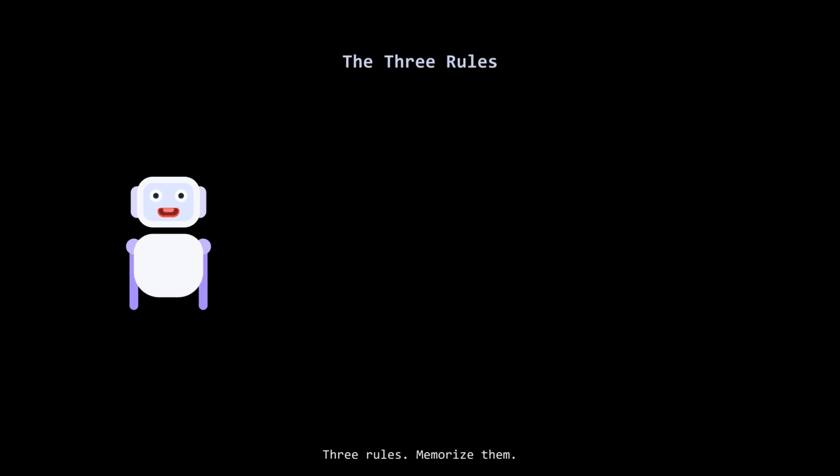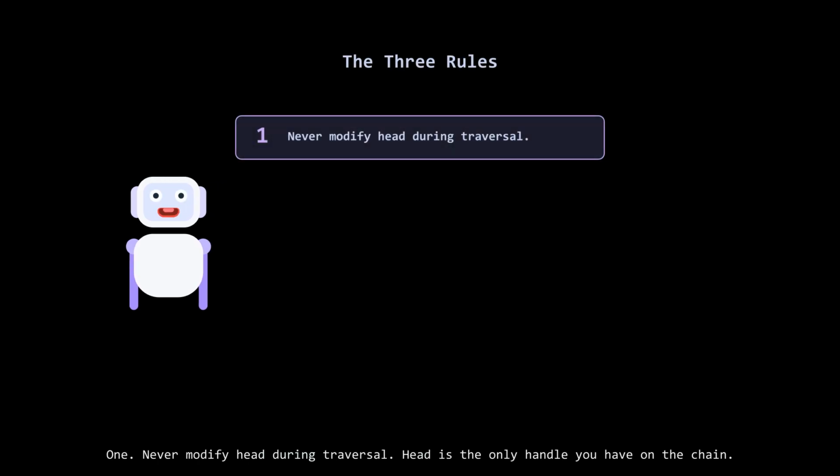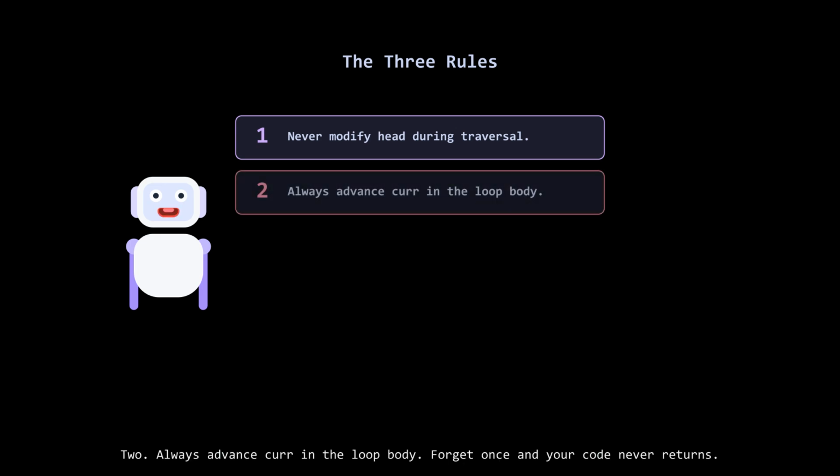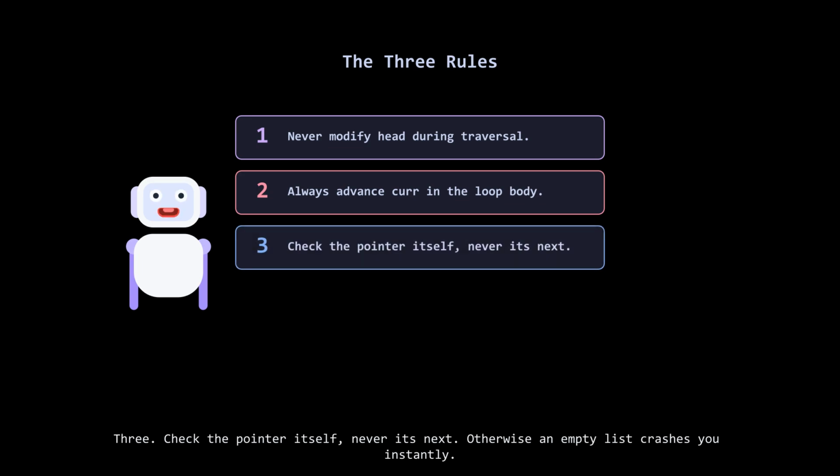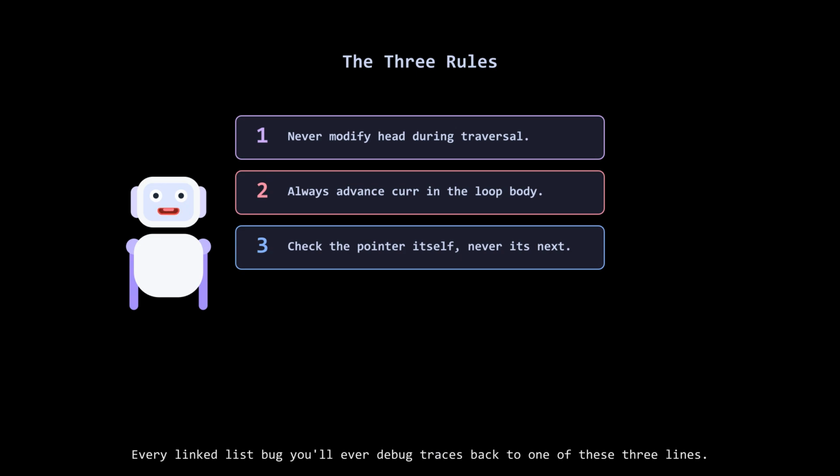3 rules. Memorize them. 1. Never modify head during traversal. Head is the only handle you have on the chain. 2. Always advance cur in the loop body. Forget once, and your code never returns. 3. Check the pointer itself, never its next. Otherwise, an empty list crashes you instantly. Every linked list bug you will ever debug traces back to one of these 3 lines.